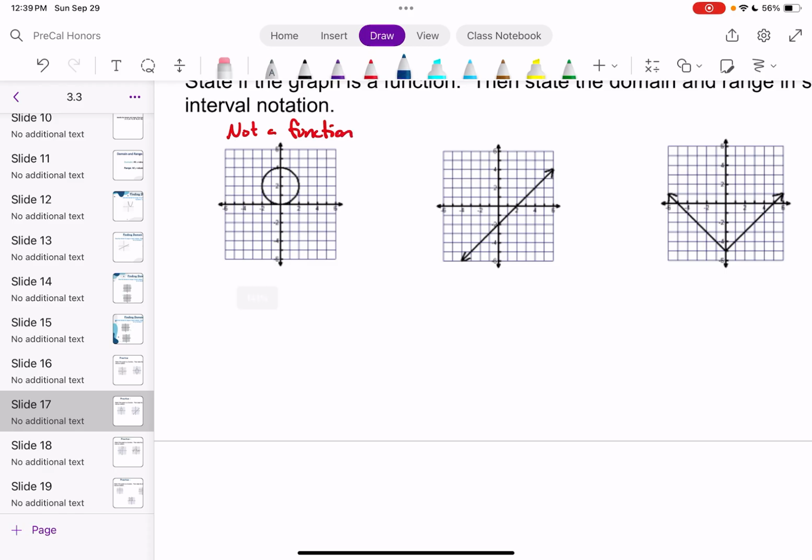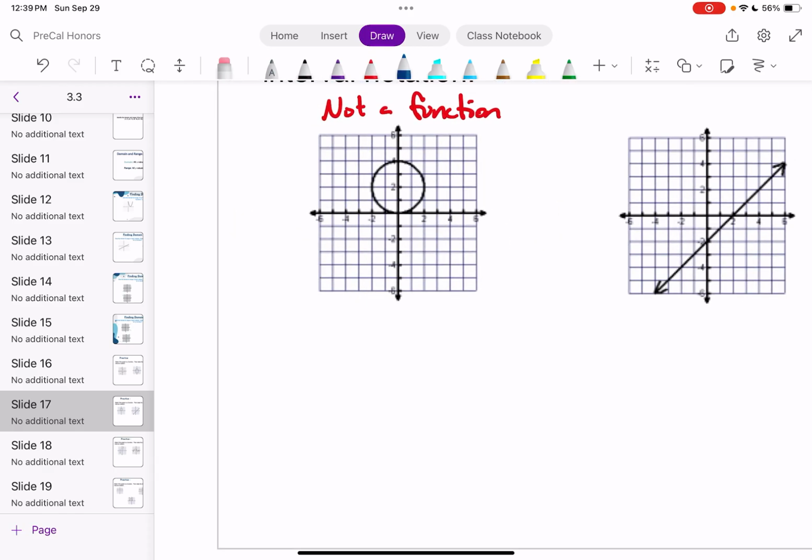We go ahead, take care of our domain. So in interval notation, it is going to go from -2 to +2. And we would have brackets around it. In set notation, we would write this as x such that -2 is less than or equal to x, which is less than or equal to +2.